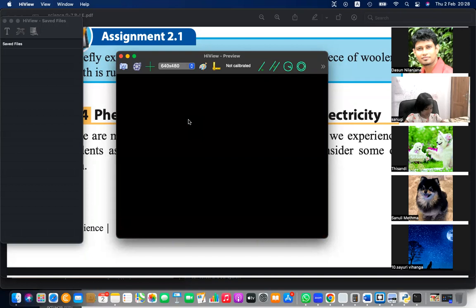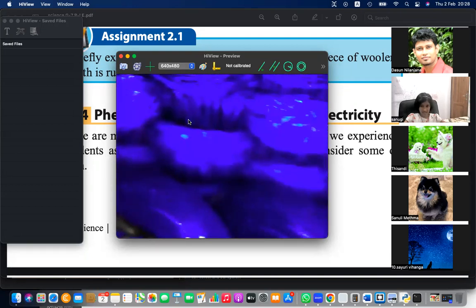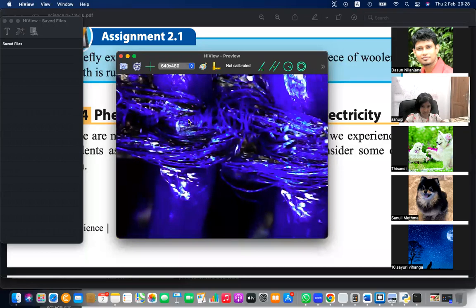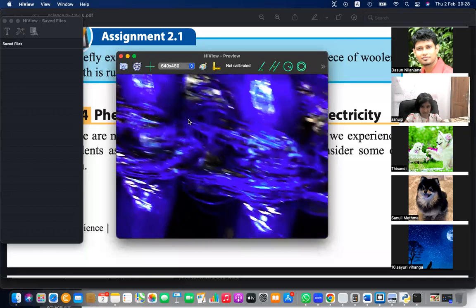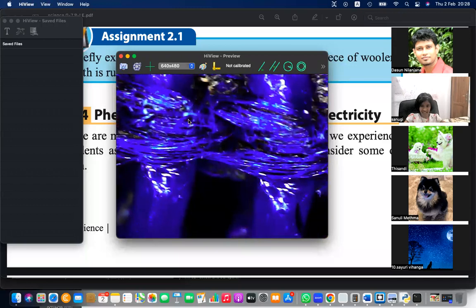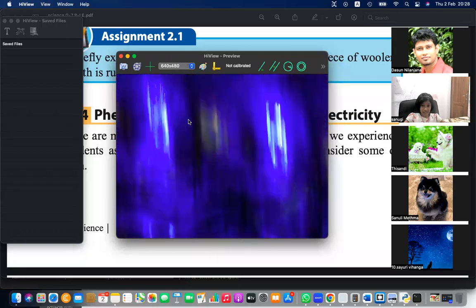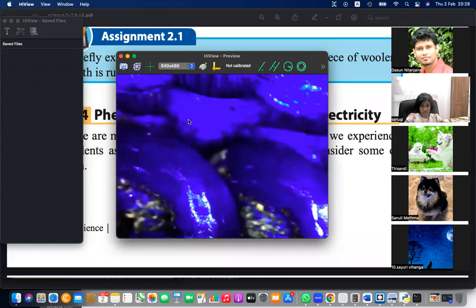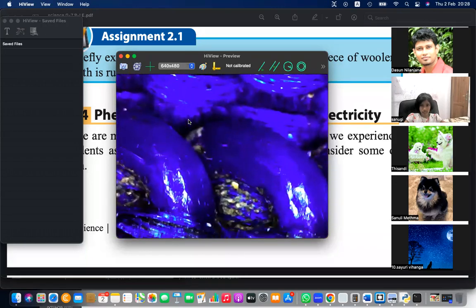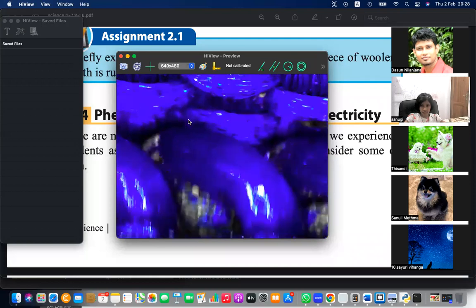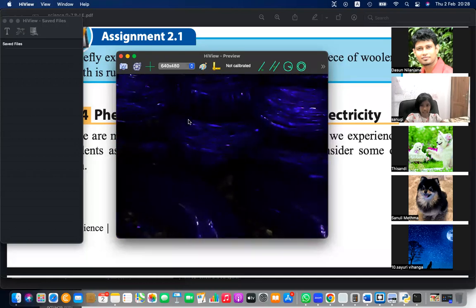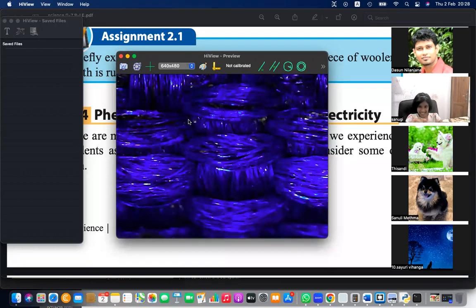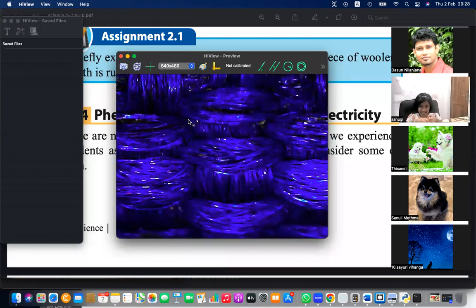And this one is another cloth. Can you see? This is another cloth. This is really a magnified view of that cloth. Light is too much. I think I have reduced the light. Okay, now you can see it. This is a magnified view of the cloth.